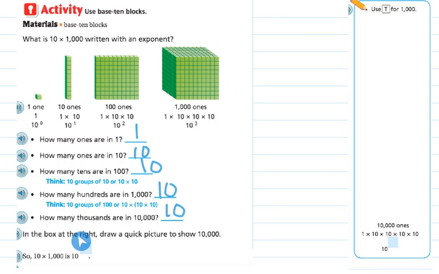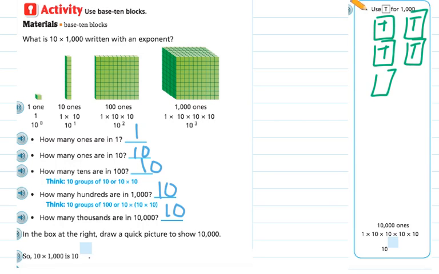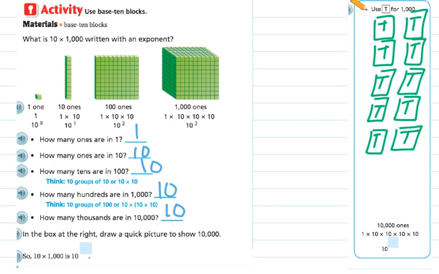So it says, in the box at the right, draw a quick picture to show 10,000. So we know that there are 10 sets. This is one set. We're going to draw 10 of them. So this would be 1, 2, 3, 4, 5, 6, 7, 8, 9, 10. So here we have represented 10,000 ones, or 1 times 10 times 10 times 10 times 10.